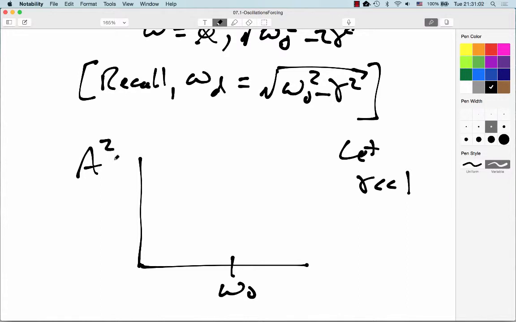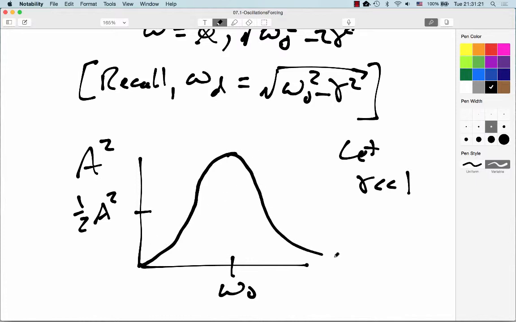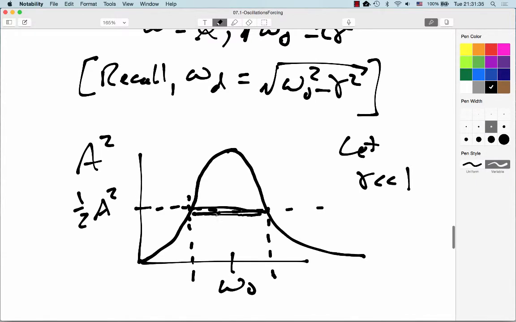So we'll plot the square because we're probably more interested in the energy anyway. We'll make that 1/2 a squared right there. If I look at this here, it tends to fall off in sort of a bell-shaped curve around the resonance frequency. And this width right here, we call the full width at half maximum.